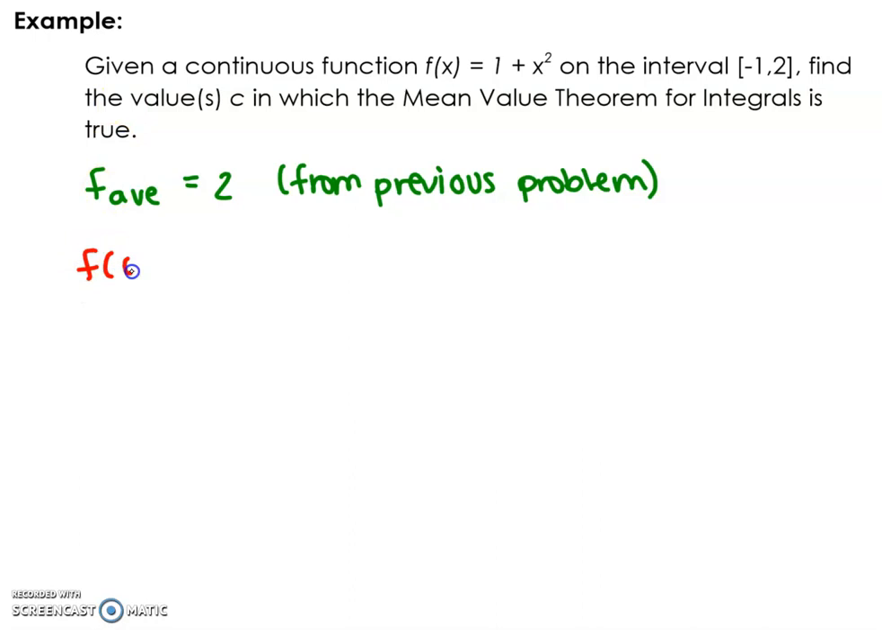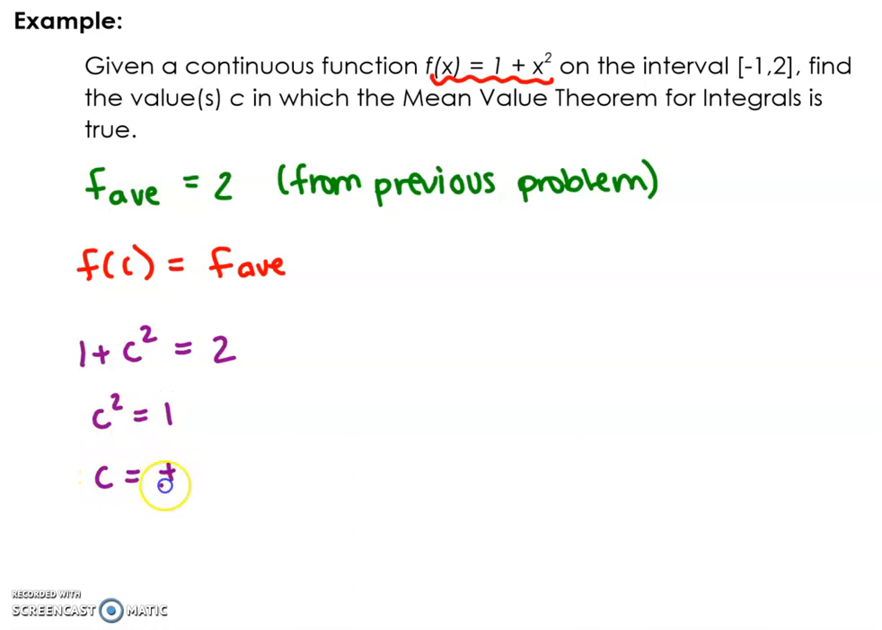So f of c is equal to f average. So for f of c, all we're going to do is take this function, f of x, and plug in c instead of x. So we're going to have 1 plus c squared, and that's going to equal the average value, which is 2. And then we're just going to solve for c. So c squared is going to equal 1. And then when I take the square root, c is going to equal plus or minus 1. So there are two answers here.